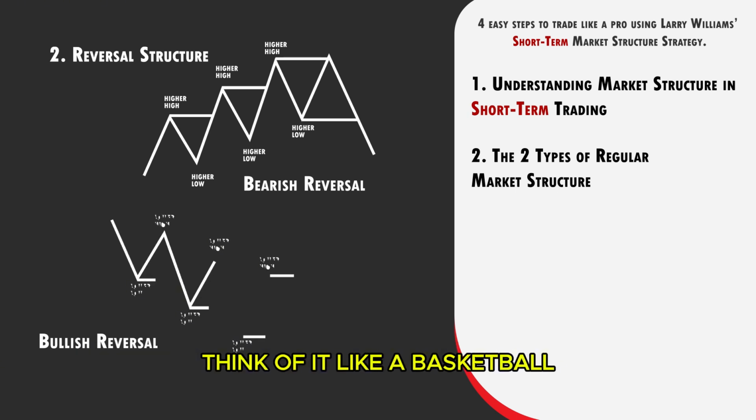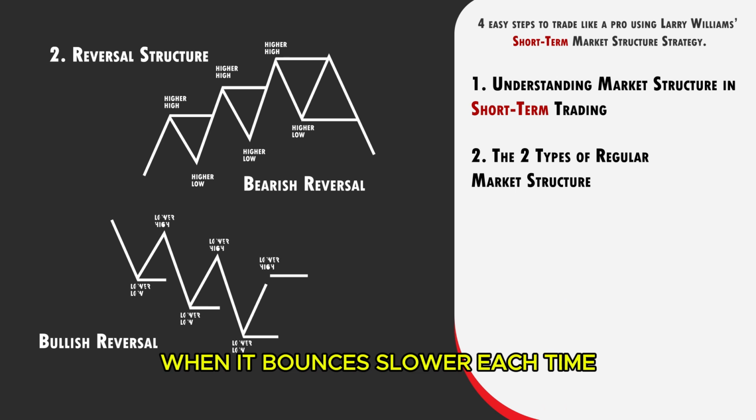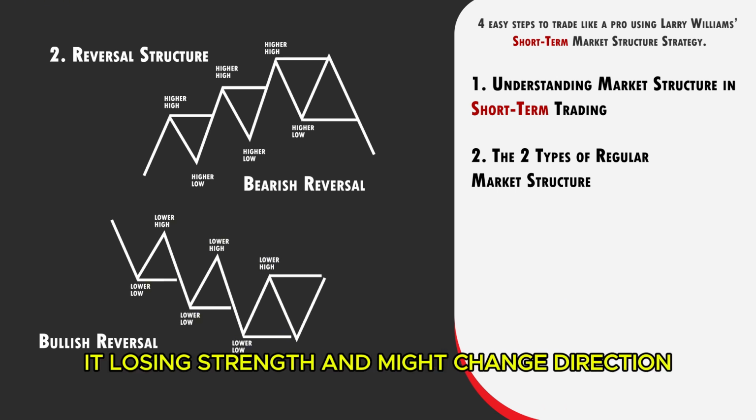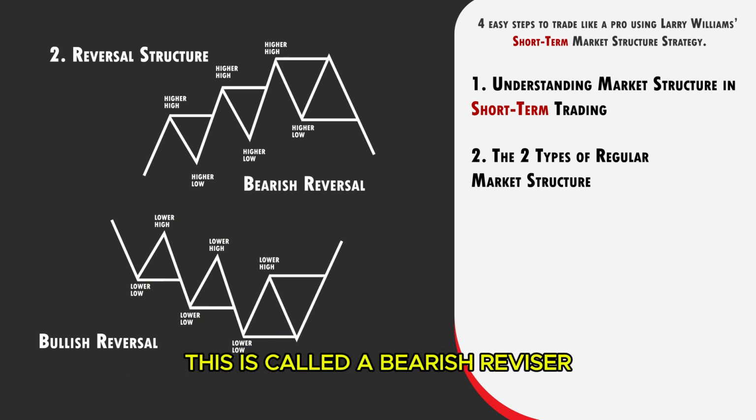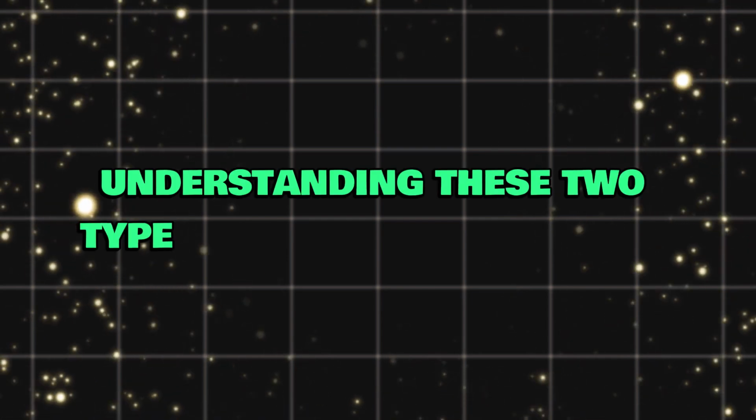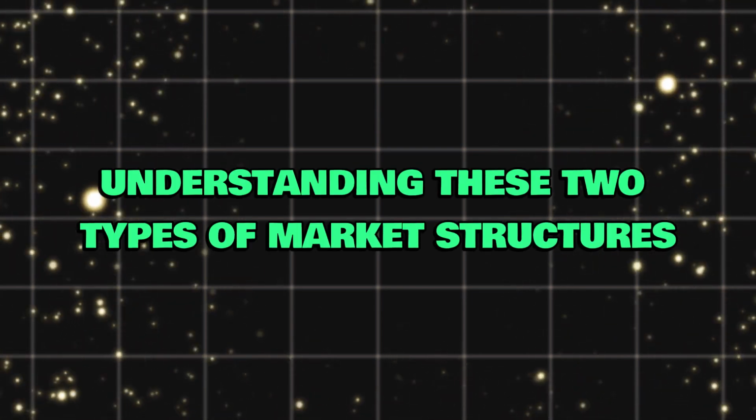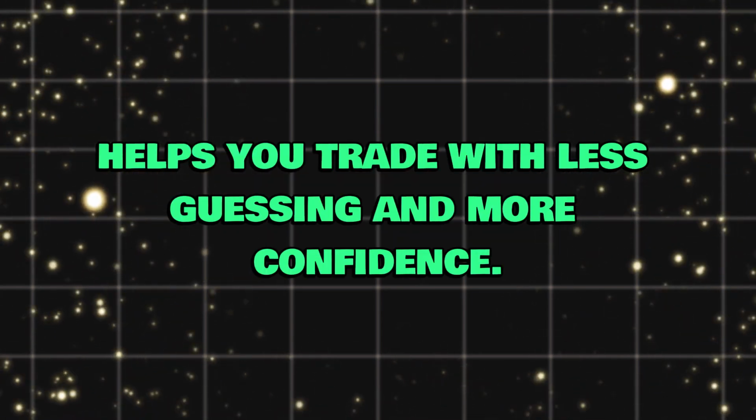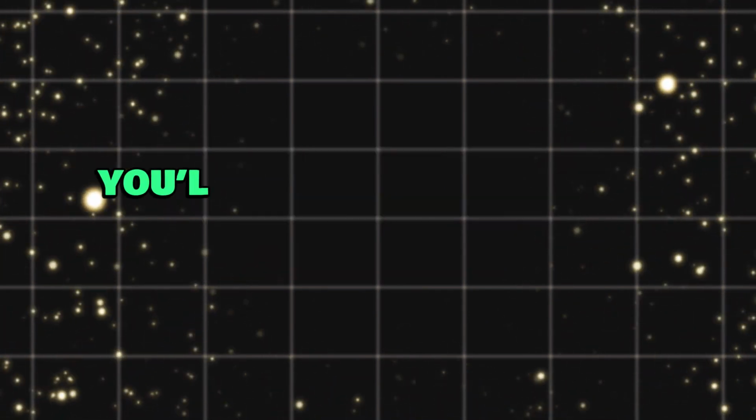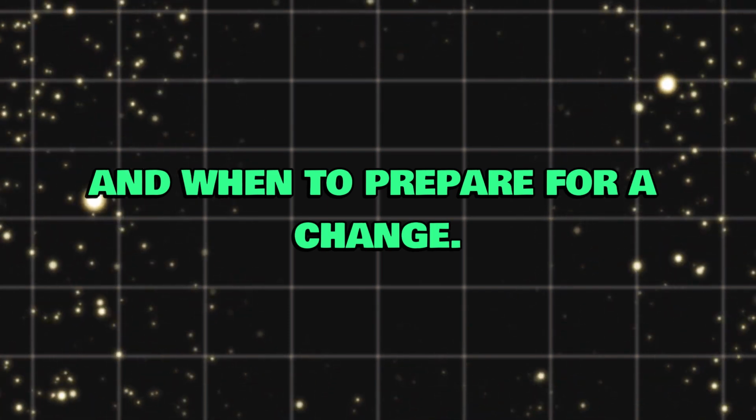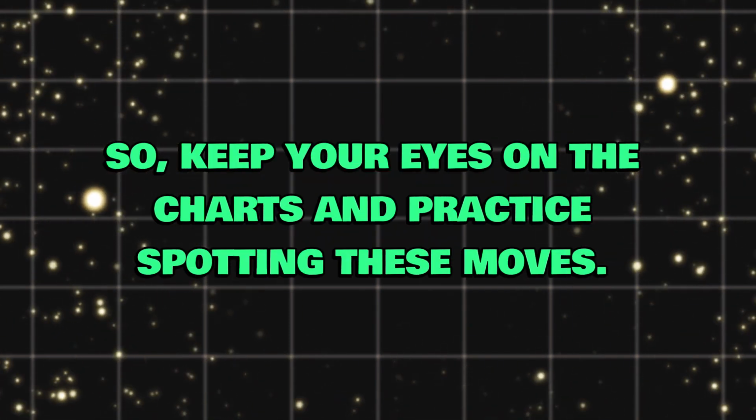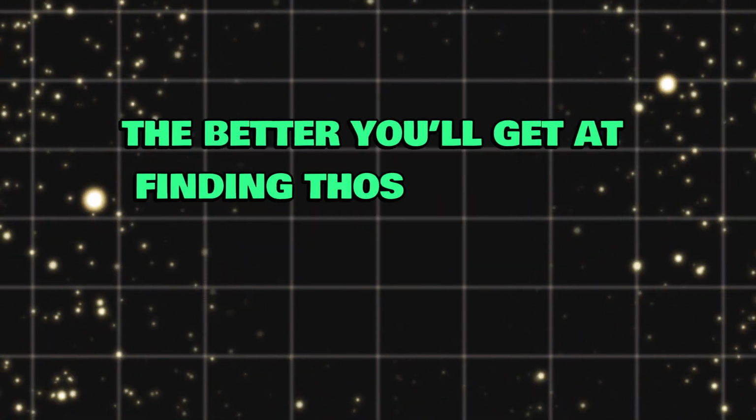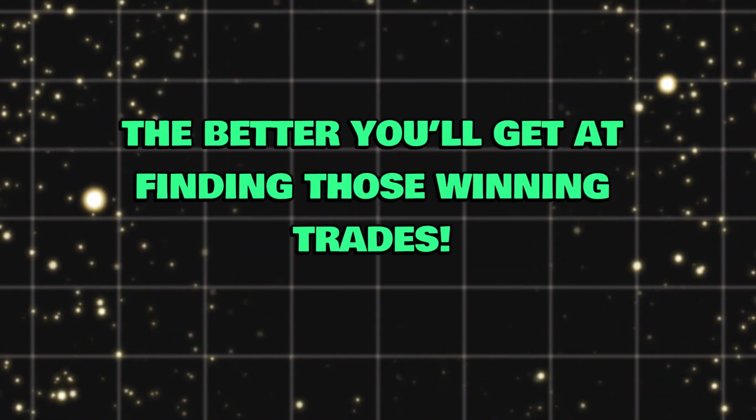Think of it like a basketball. When it bounces lower each time, it loses strength and might change direction. This is called a bearish reversal. So, understanding these 2 types of market structure helps you trade with less guessing and more confidence. You will know when to stay with the trend and when to prepare for a change. So keep your eyes on the charts and practice spotting these moves. The more you do, the better you will get at finding those winning trades.